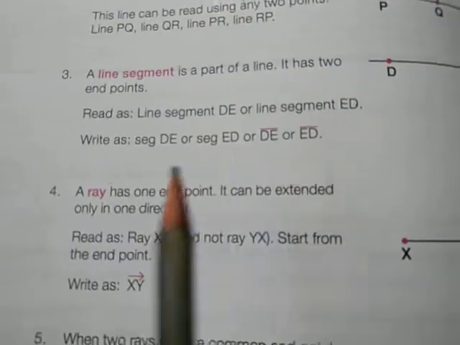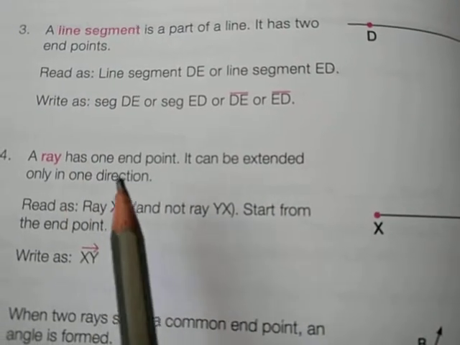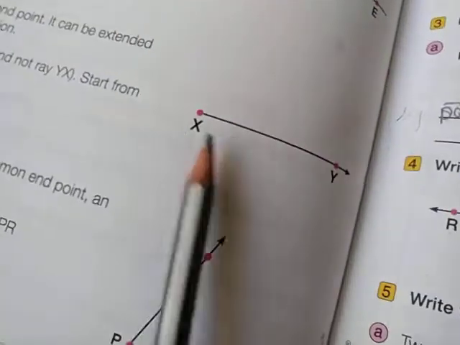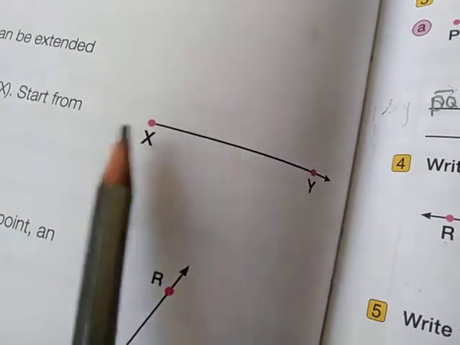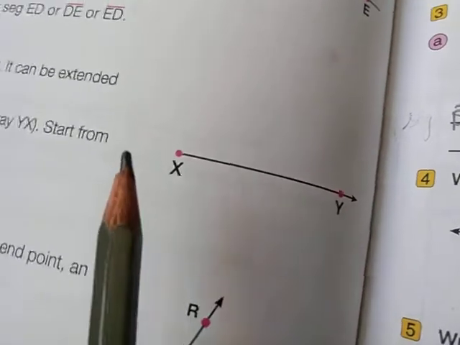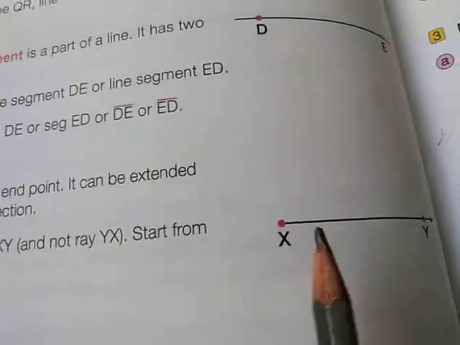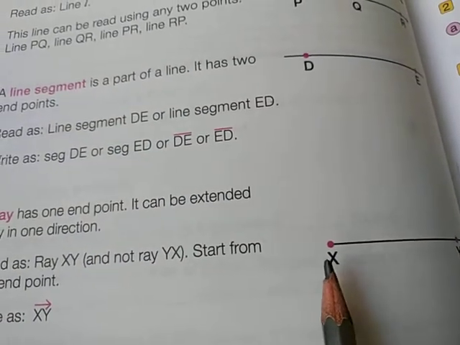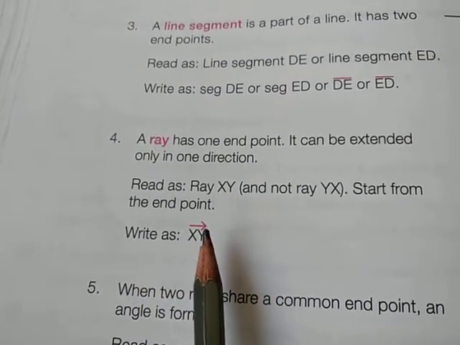Next, a ray has one end point. It can be extended only in one direction. Read as, see, this is a ray XY. And at only one side there is an arrow. It means it extends only in one direction. That's why it's called a ray. Ray XY. It starts from the end point. What's the end point? X. So we'll call it ray XY, and write as XY, and at the top we give a ray symbol.